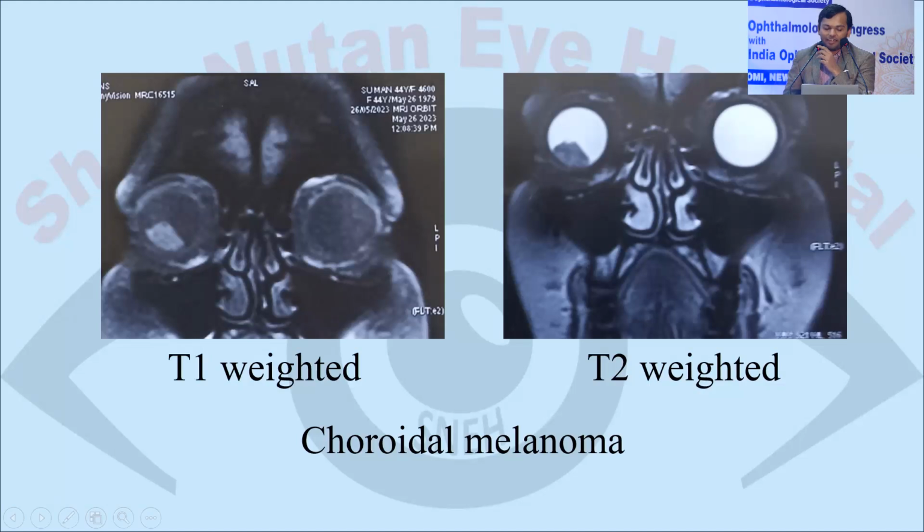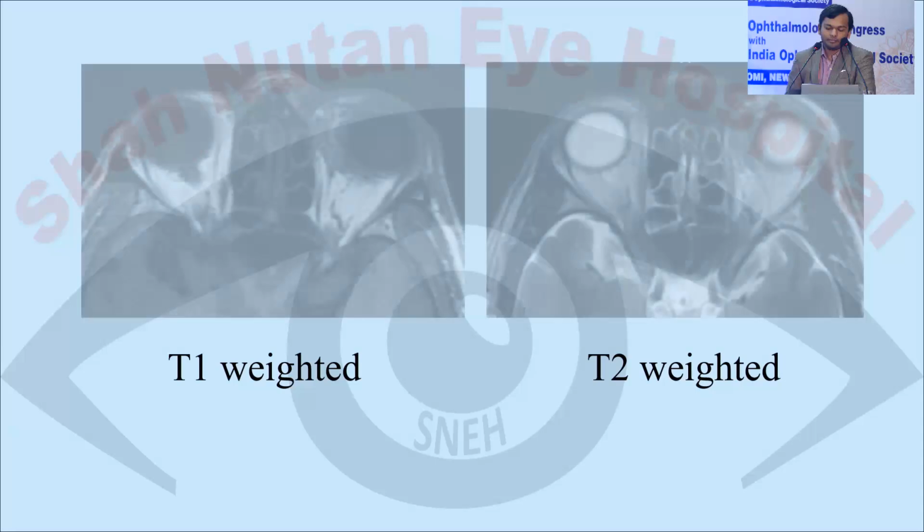So here we have a very characteristic appearance. On T1 we have a hyperintense mass over a hypointense vitreous, and on T2 we have a hypointense mass over a hyperintense vitreous. So this is known as the yin yang sign, and it has some specificity for melanoma lesions. However, some leiomyoma lesions of the orbit also show this appearance.